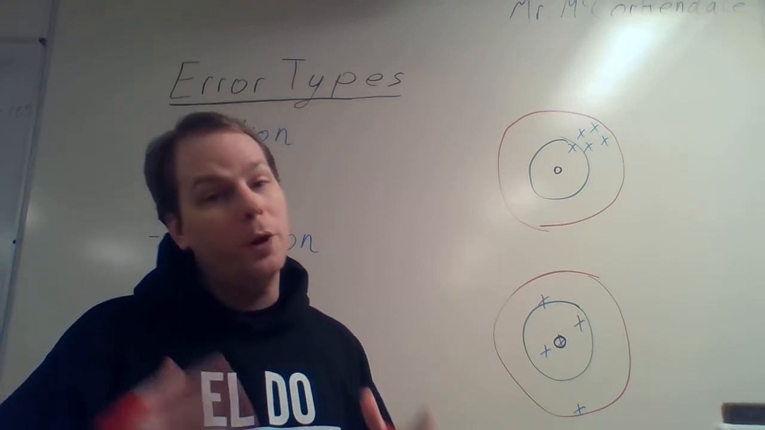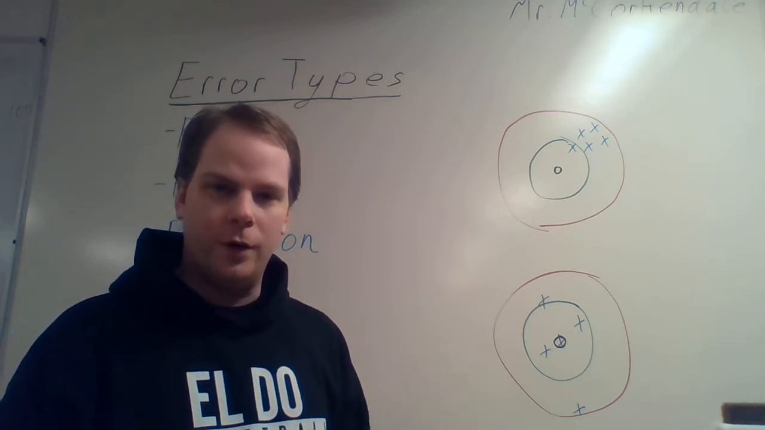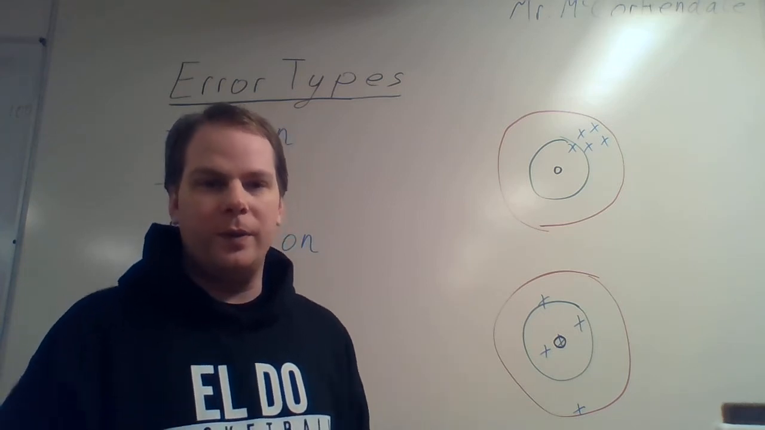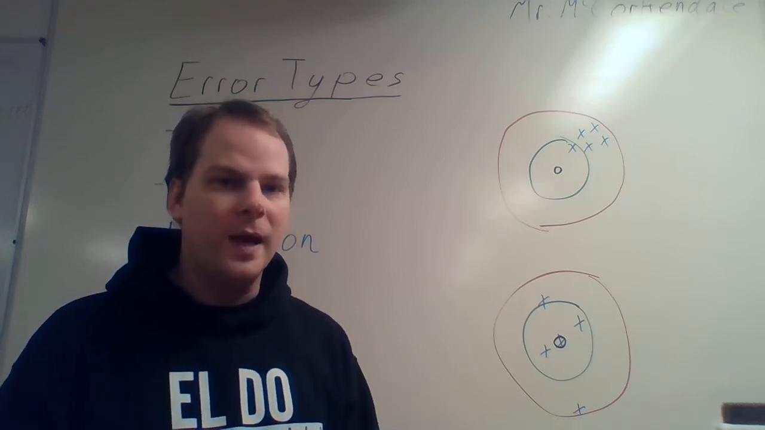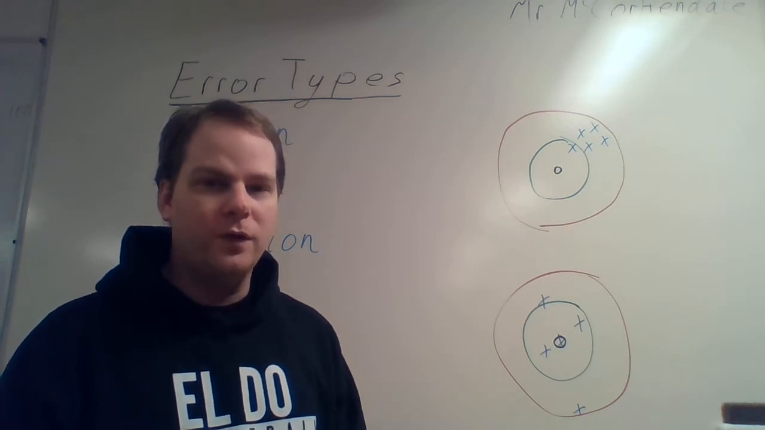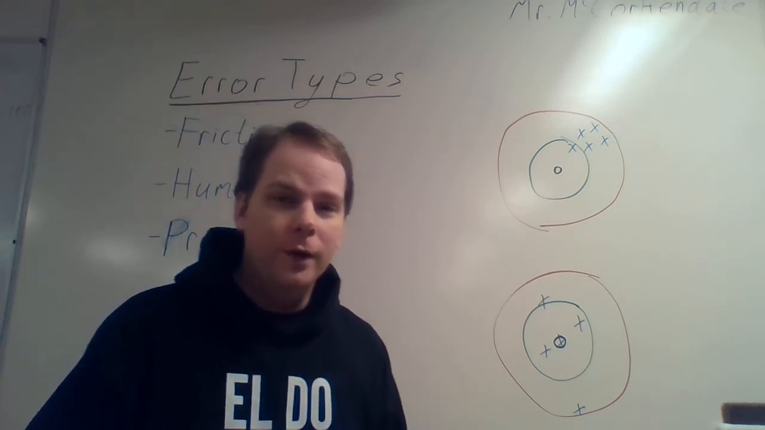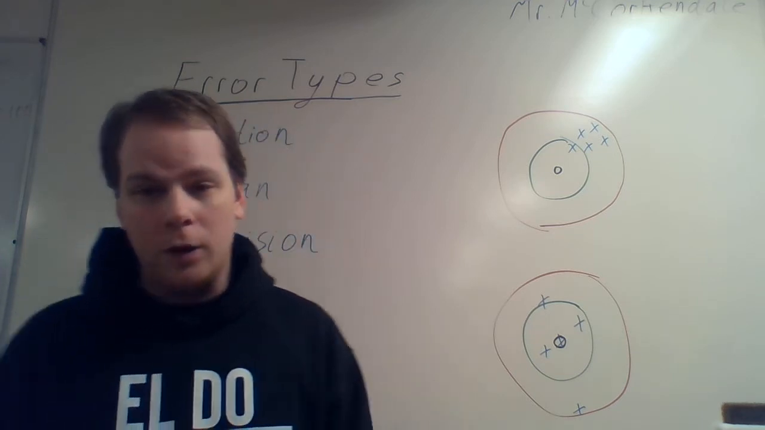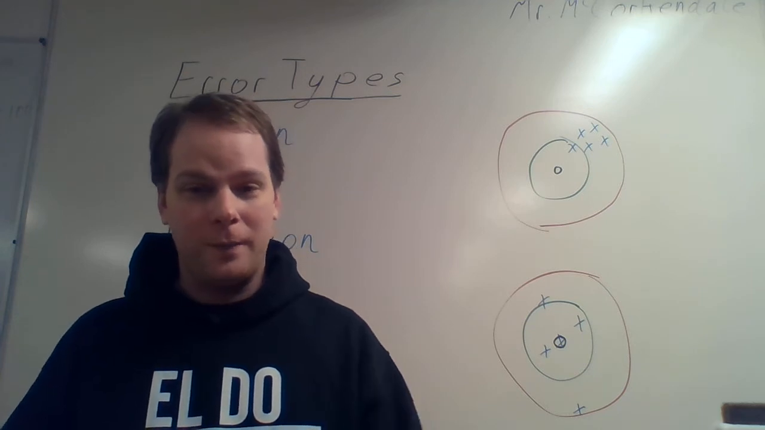Ideally, you want both. Precision is preferred over accuracy, though, because once you get an experiment that is precise, you can usually fine-tune it to also make it accurate. So precision is more important than accuracy if you ever have to choose. So my alarm is about to go off. So I'm going to pause this, go dismiss the alarm, and then I'll come back and finish this.